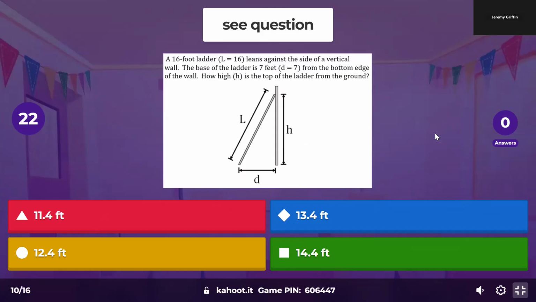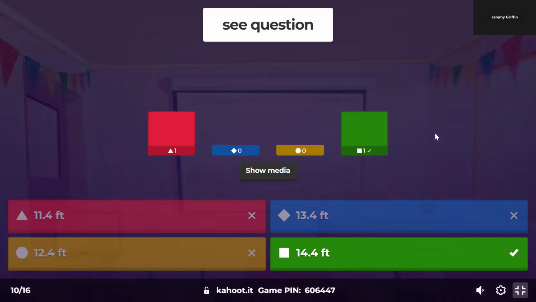Yo, my calculator's broken. Everybody's calculator is broken, Mr. Griffin. Keep in mind, I don't check my answer. Well, 16 squared plus 7 squared. You do it, bro. We don't have that.